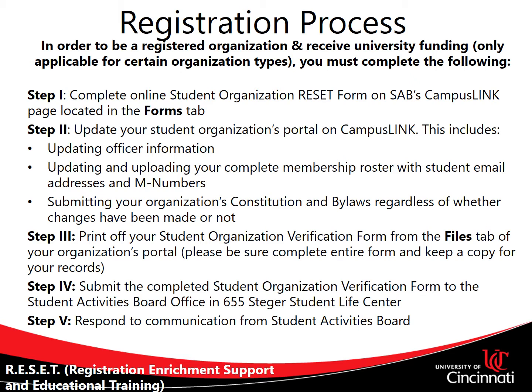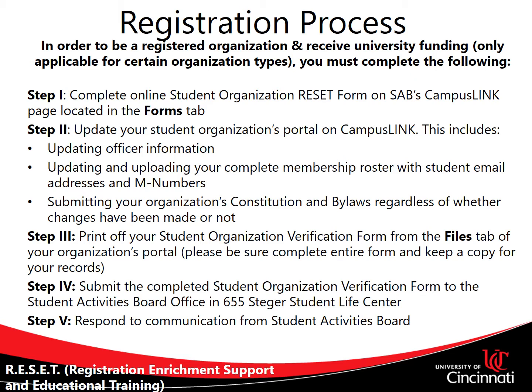The second step is to update your student organization information on CampusLink. This includes updating your officer information, updating your organization's roster with student email addresses and NIM numbers from all members, and submitting your organization's constitution and bylaws as one document every year, even if no changes were made since the previous reset. All of this is accomplished through the portal update reminder that appears at the top of your organization's homepage.